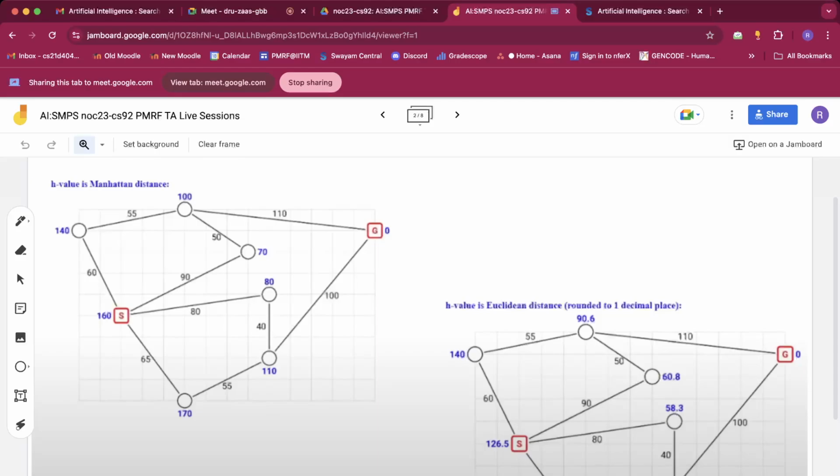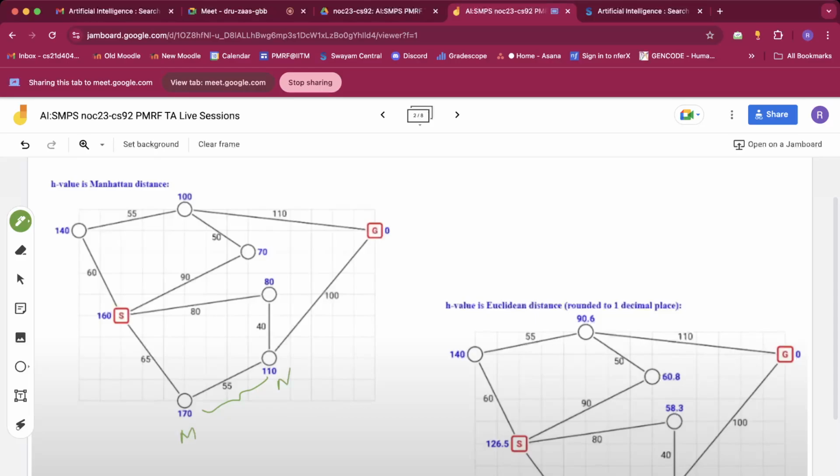Okay, so let's consider the Manhattan distance heuristic value function first. I have all these pre-computed heuristic function values for each of the nodes, and like I said, we should focus on this one first and then the other one as well. But let's look at this one first. Let's name this as M and let's name this as N.